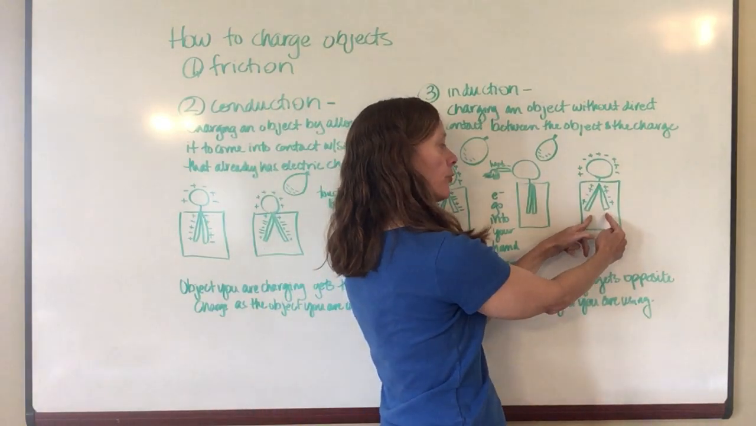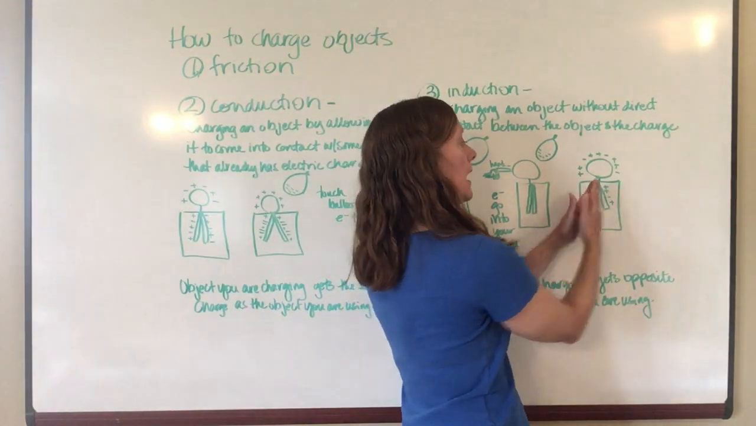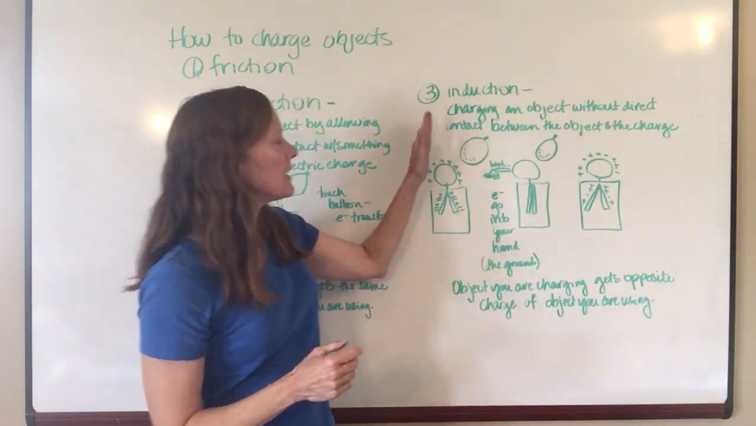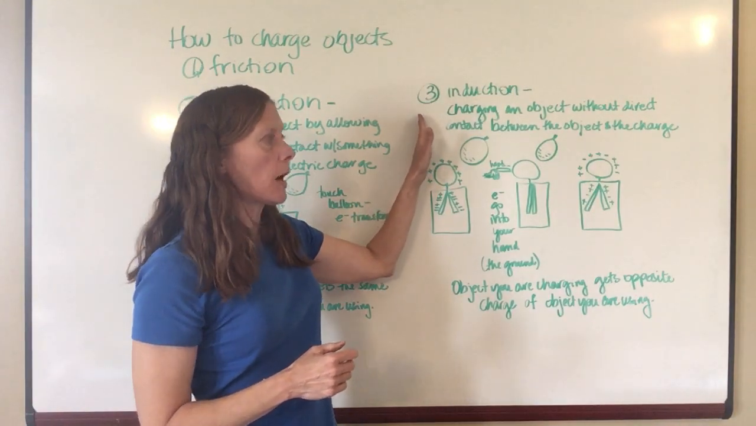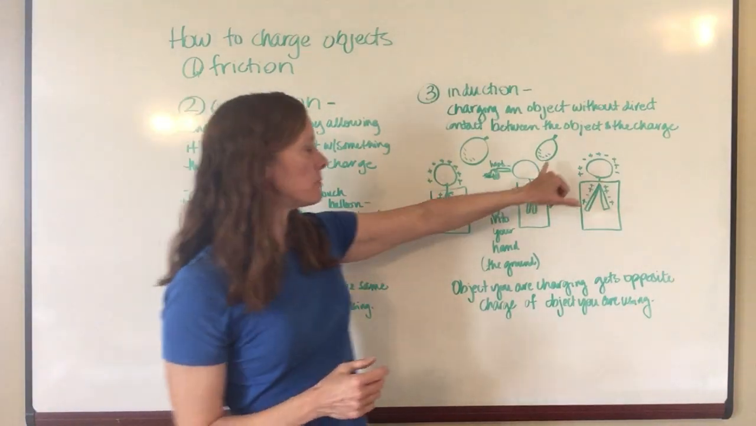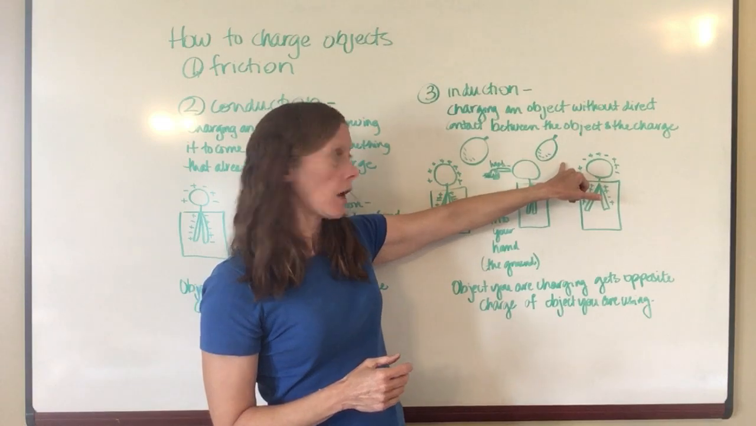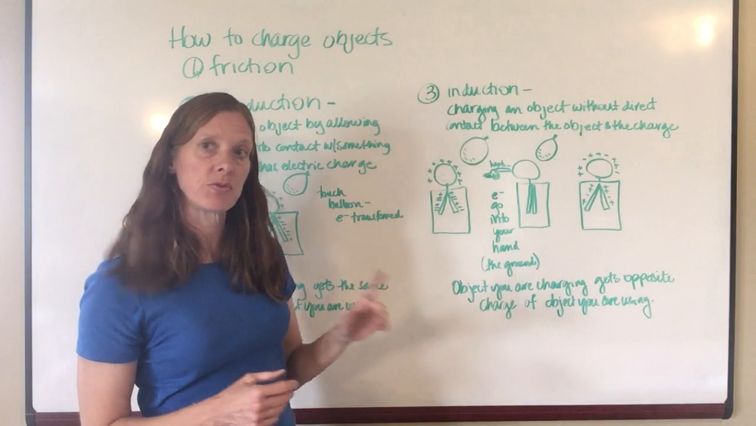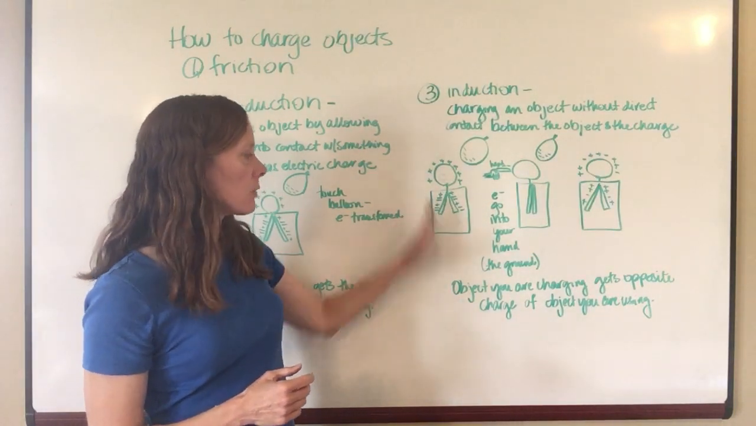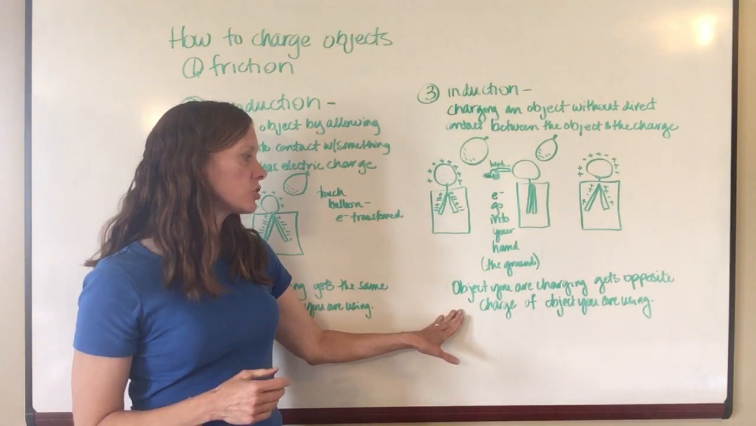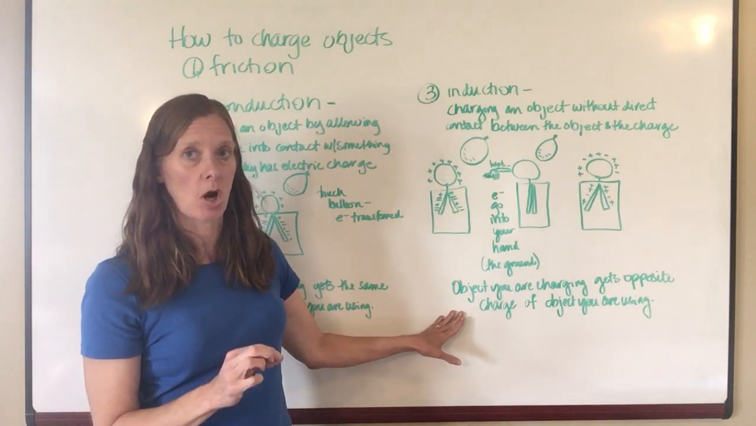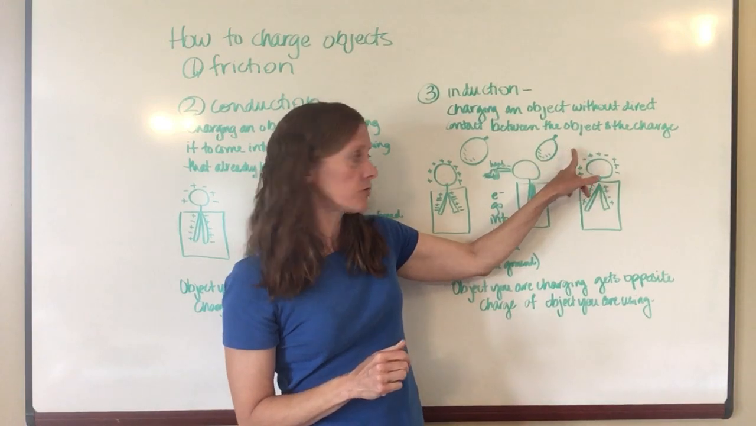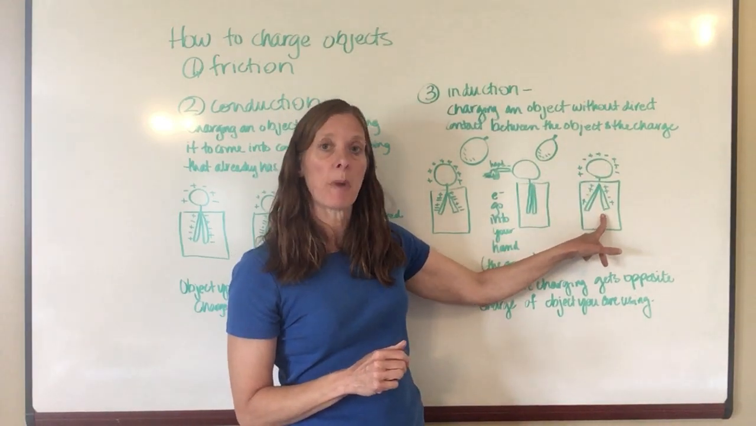So now the two foil strips have positive charge on them, and once again, they are going to repel one another. So with induction, you're charging the object without direct contact between the object that you're using and the object that you're attempting to charge. But the difference between the two is that now with induction, the object that you are charging is going to get the opposite charge of the object that you're using. So the object that you're using has negative charge, and the foil strips ended up with a positive charge.